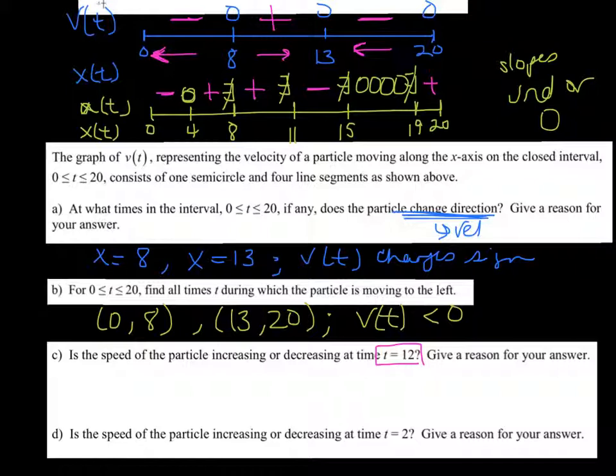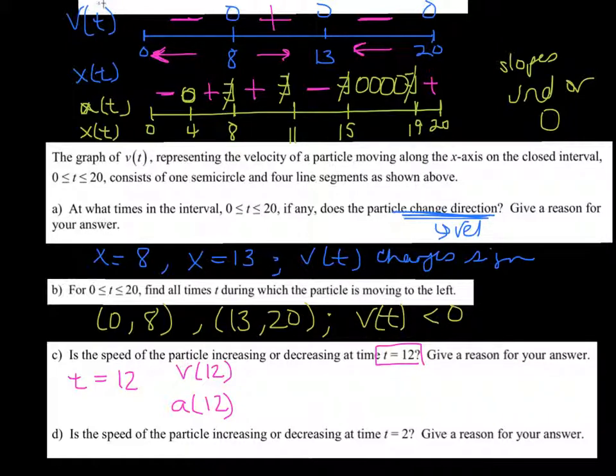They are giving us, for C and D, specific times that we need to look at. If they're giving me t equals 12, I need to look at what the velocity is when t is 12 and what the acceleration is when t is 12. And really I shouldn't have put an equal sign there. I don't want to know exactly what the value is. I want to know if it's greater than or less than 0.